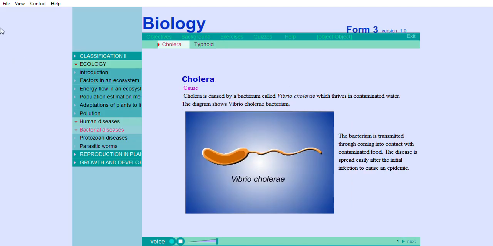Cholera. Cause. Cholera is caused by a bacterium called Vibrio cholerae, which thrives in infected water. The diagram shows the Vibrio cholerae bacterium. The bacterium is transmitted through coming into contact with contaminated food. The disease is spread easily after the initial infection to cause an epidemic.